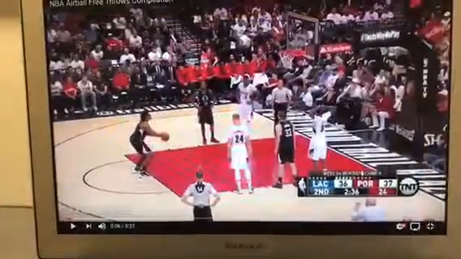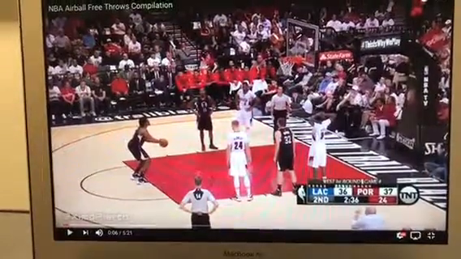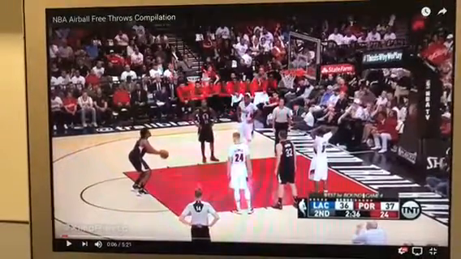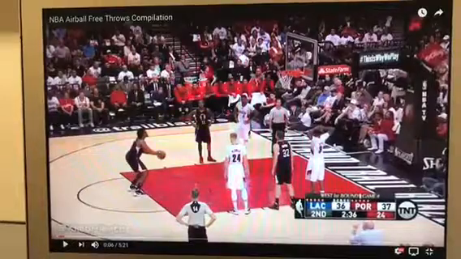So like we talked about before, the free throw is an integral part of the game today. And we're going to show you a video of poor free throw shooting and poor free throw shooting form with your dominant hand from an NBA player.